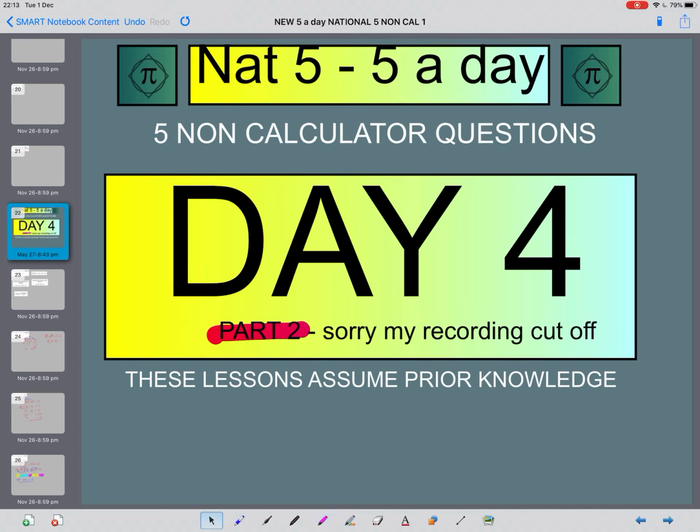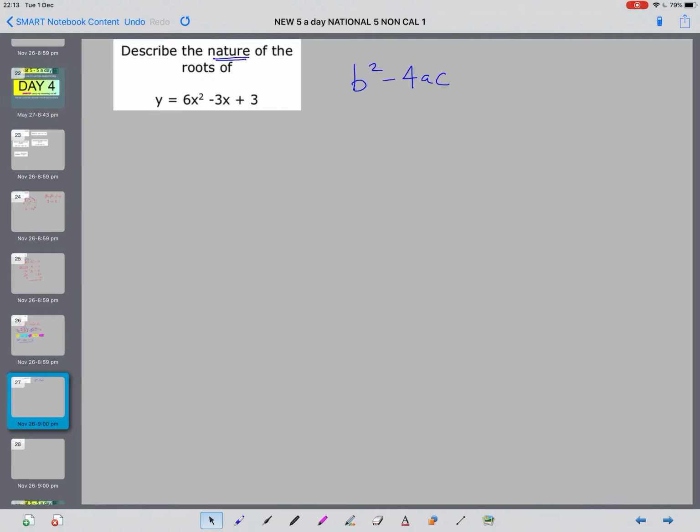So, let's go back to this question here. Determine the nature of the root. So you're thinking about the discriminant b squared minus 4ac, and just a wee quick reminder.